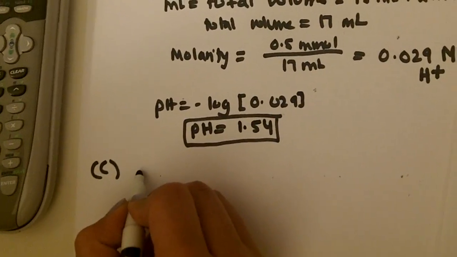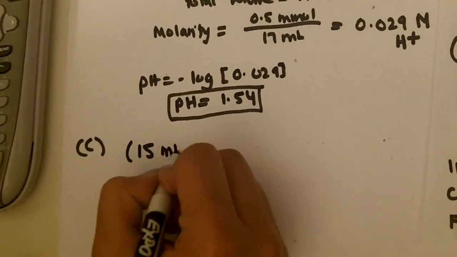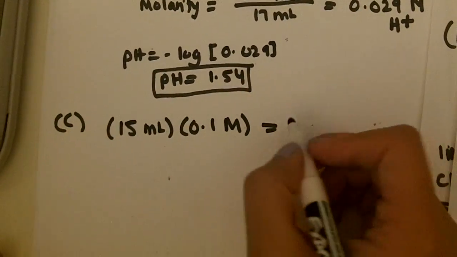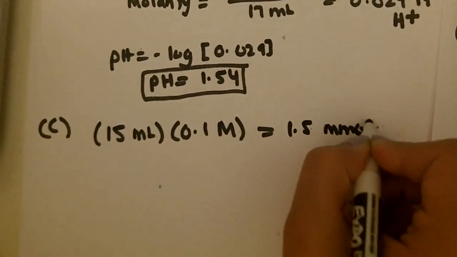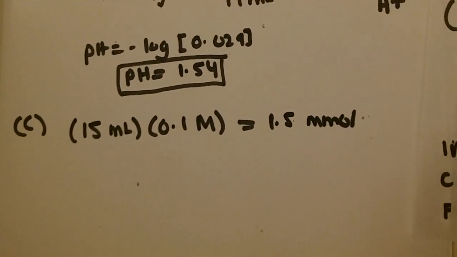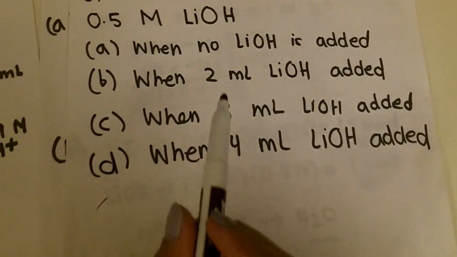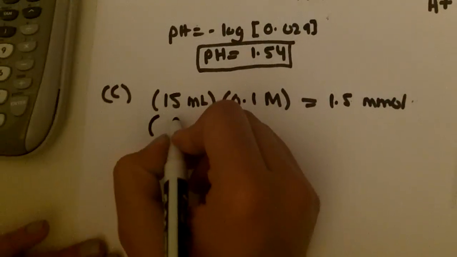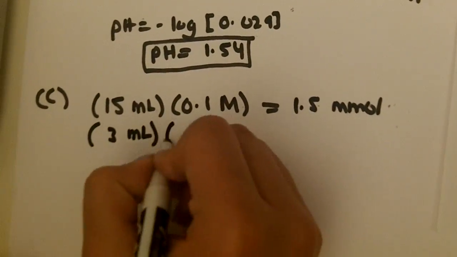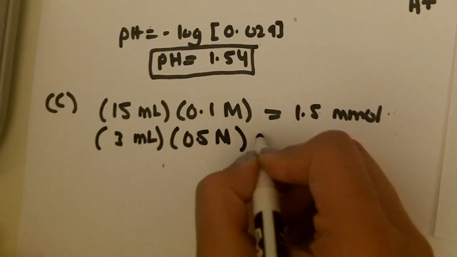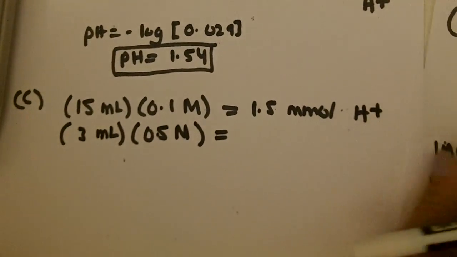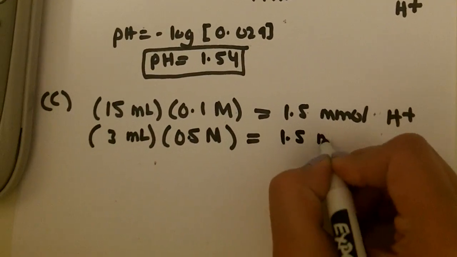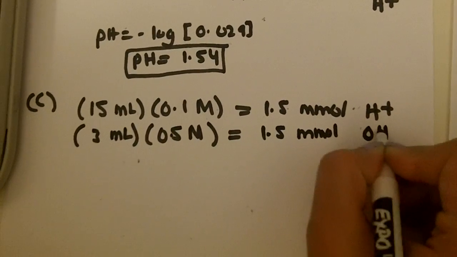So we do the same thing. We already determined that for hydroiodic acid, we have 1.5 millimoles. That doesn't change because we're not adding hydroiodic acid, we're adding lithium hydroxide. So the initial for the acid will stay the same. Okay, now we said that we're adding 3 milliliters of 0.5 molar lithium hydroxide. So that means we have 1.5 millimoles of the hydroxide ion.